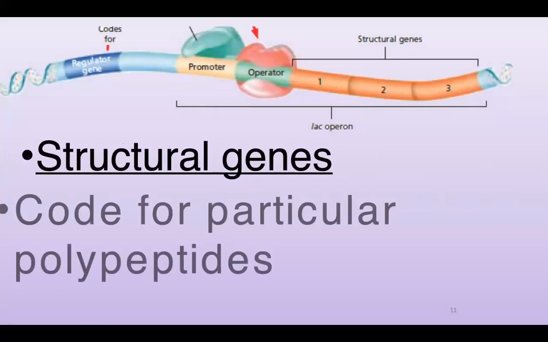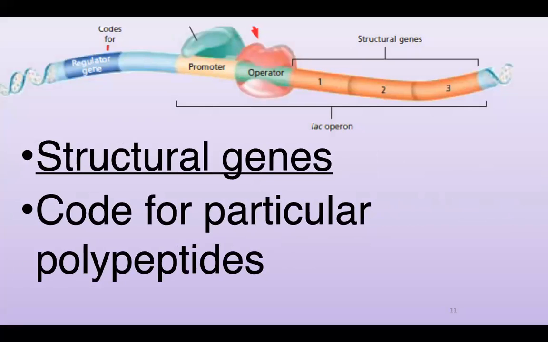So the structural genes, as I said, they code for particular polypeptides. In the Lac Operon, you've got 3 genes. So in the video, he said you've got LAC-Z, LAC-Y, LAC-A. They're going to code for 3 different proteins. Each of them are going to have a different role.